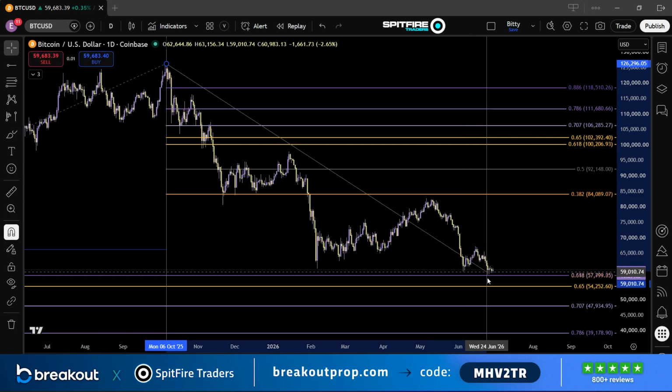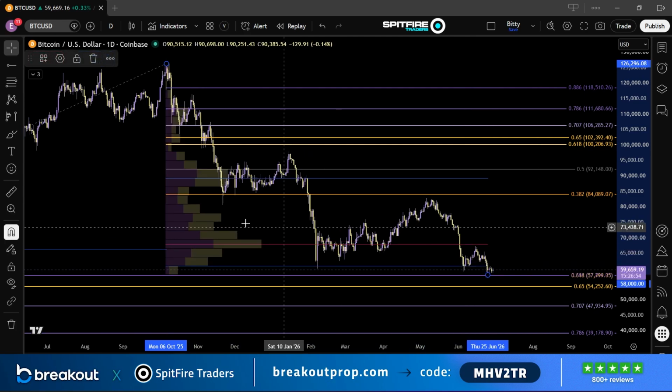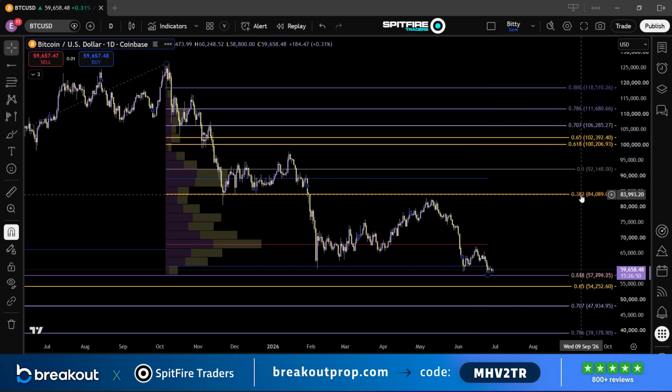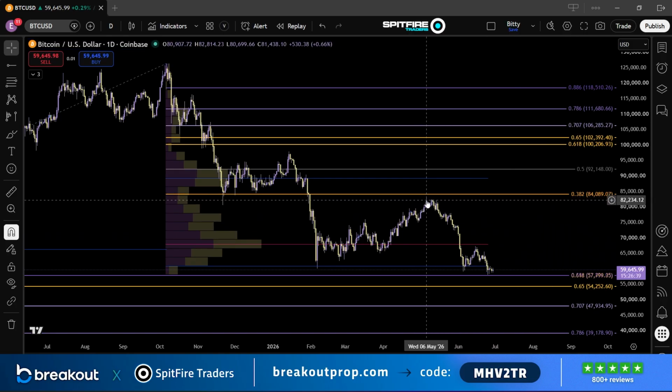Now we have a new low on this one. Point of control is still there. And the first area of resistance will be the 0.382. But let's see if we can find any other confluence around this one. We have these highs here, which look very nice for a swing failure pattern.